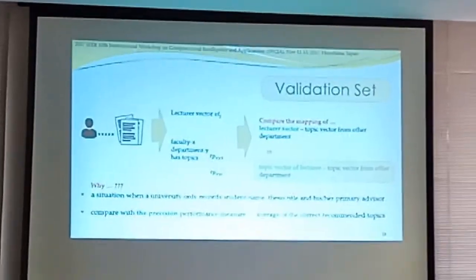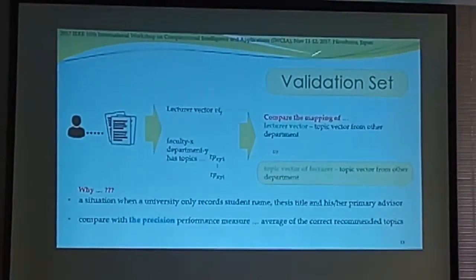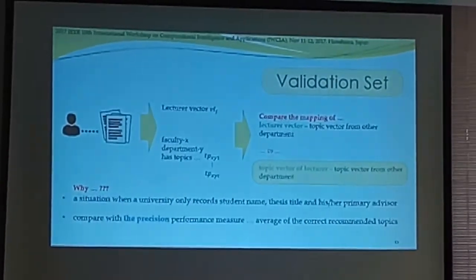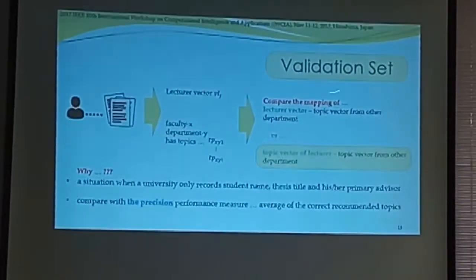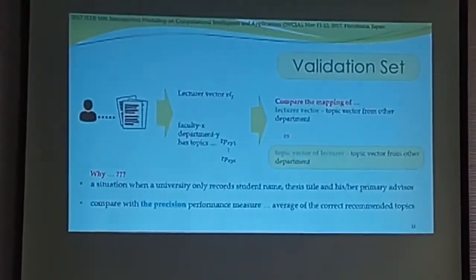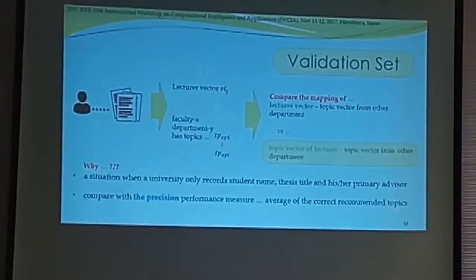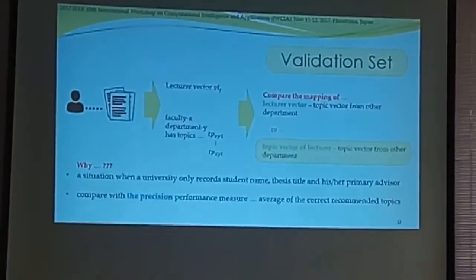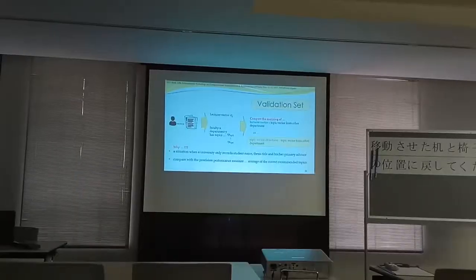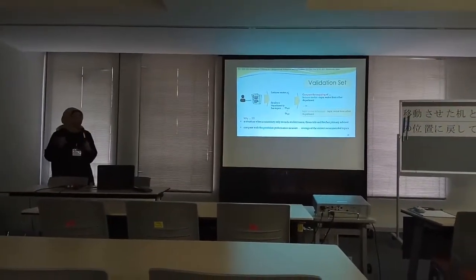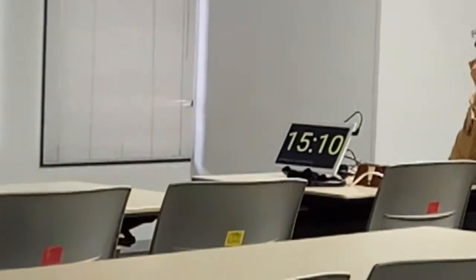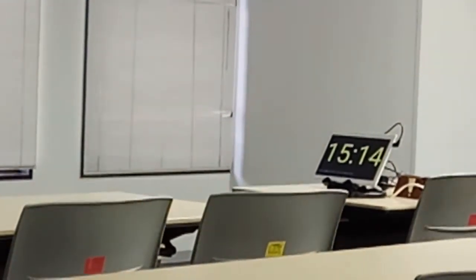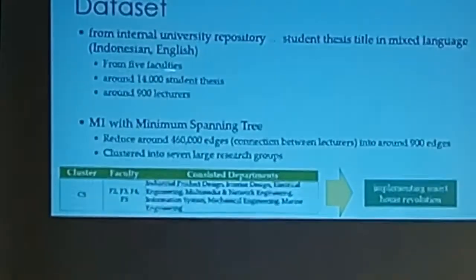Okay. For the validation set, as I mentioned before, this recommender system has a special problem, which is the cold start problem. There is no information about lecturer topic preference. That's why the validation set should be generated. Standard research on recommender systems, especially academic research, usually uses the DBLP dataset. In the DBLP dataset there is already ground truth, for example, whether researcher A likes topic B or not. Okay, I'll skip that. For our dataset, we use our internal university repository. There are about 14,900 lecturers, and the titles are a mix of Indonesian and English.